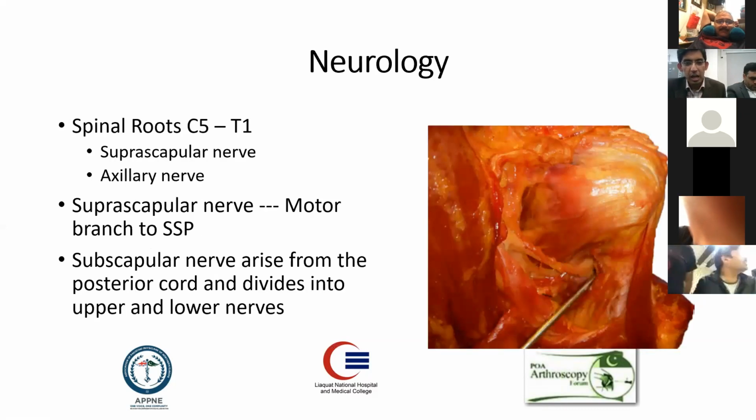subscapularis. From a neurology point of view, the spinal roots are involved, in which the structures are supplied from the C5 to T1 level. The suprascapular nerve provides the motor branches to the supraspinatus muscle, and the axillary nerve provides the motor branch to the cuff and the deltoid adjacent to it. The subscapular nerve arises from the posterior cord and divides into upper and lower nerves to provide the separate nerve supply to the subscapularis muscle.